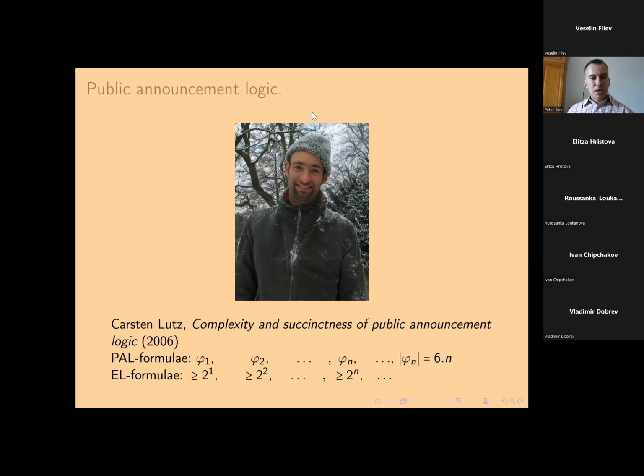And things were not made better by this seminal paper by Carsten Lutz, titled Complexity and Succinctness of Public Announcement Logic, where he proved that not only public announcement logic and epistemic logic are equally expressive, but they share the same computational complexity of the satisfiability problem. So basically, you cannot find a meaningful difference between public announcement logic and epistemic logic if you concentrate just on expressivity and computational complexity of the satisfiability problem. But the other thing Lutz did in this paper was to show that public announcement logic is exponentially more succinct than epistemic logic.